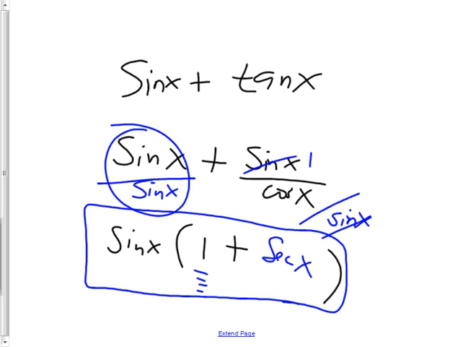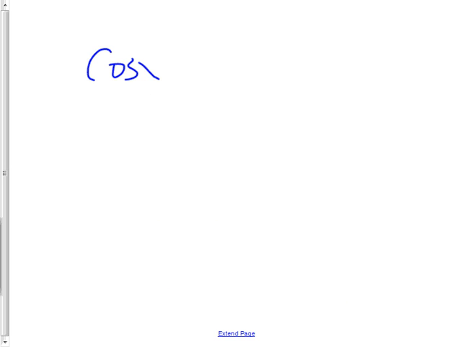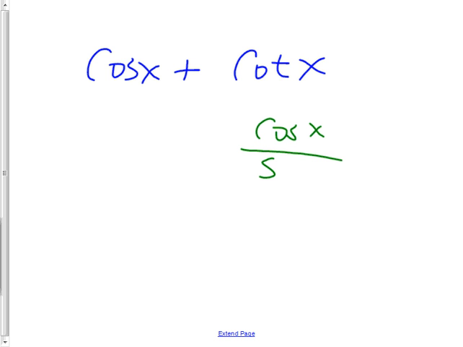Do another one like that. Cosine x plus cotangent x. Factor something out of that. Well, the cotangent is not sine over cosine, it is cosine over sine. In case you didn't know that, you'd probably be stuck, but now maybe once I write it this way, you'll see what to do.